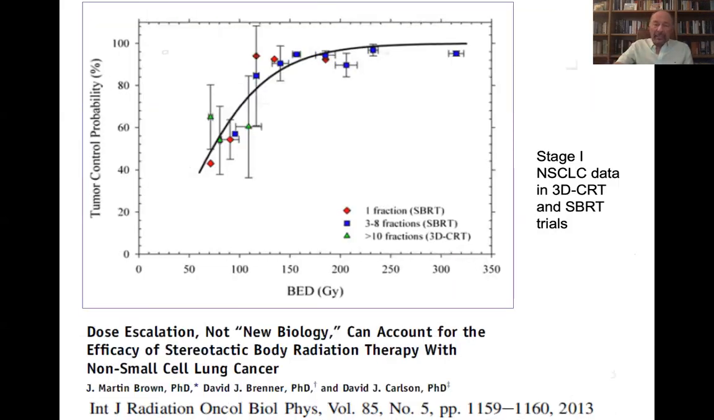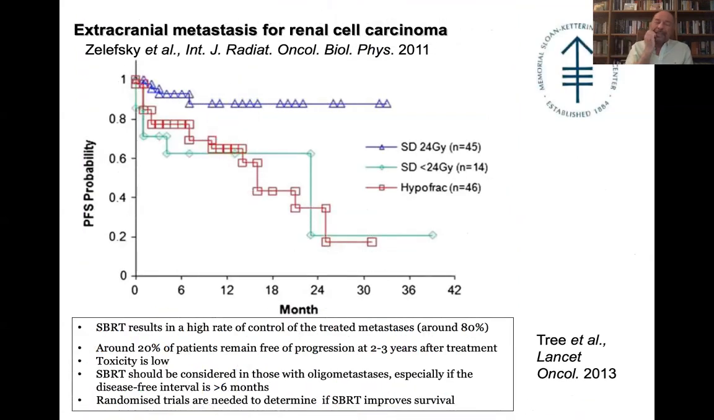Now, this result triggers some discussion because it looks like there is a sort of new biology here. Because this is hypofractionation, this is single dose, a dose which is lower than 24 gray. But if you use 24 gray, you get like 90% local control, progression-free survival. So it looks like there is a click.